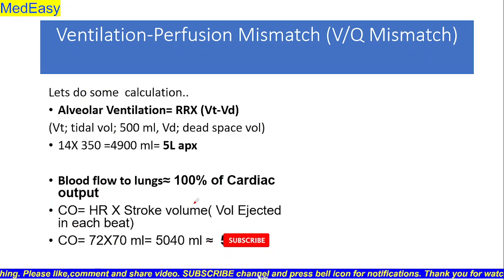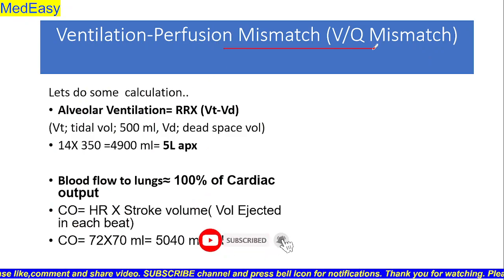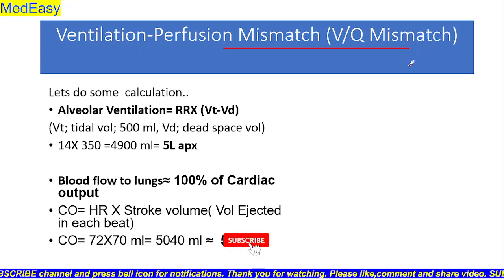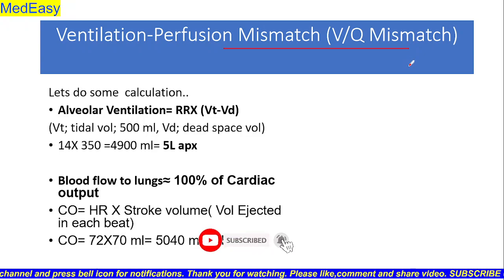Now, another important mechanism is ventilation-perfusion mismatch. This is one of the very important mechanisms contributing to hypoxia, especially in obstructive airway disease patients, in COPD and bronchial asthma. So let's try to understand what is VQ mismatch. Before that, we should do some calculation.